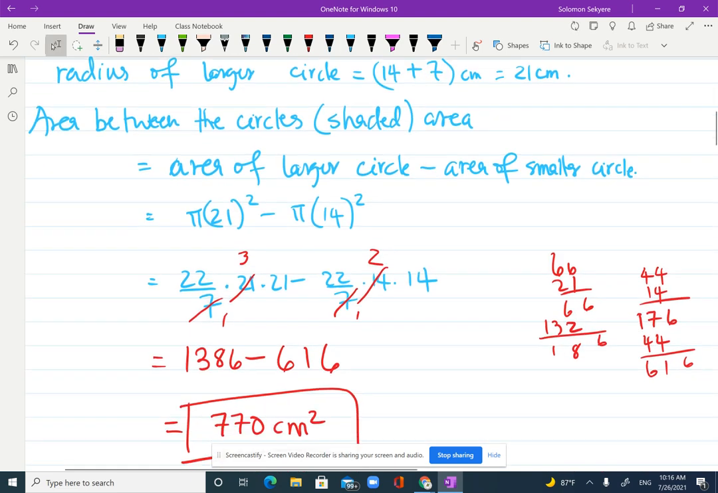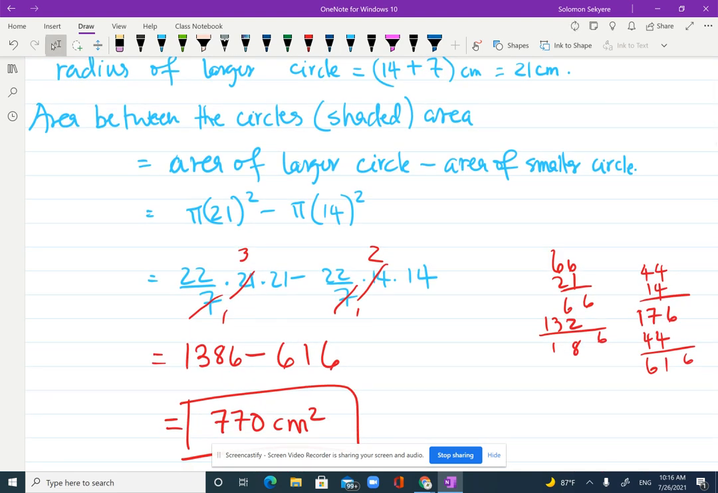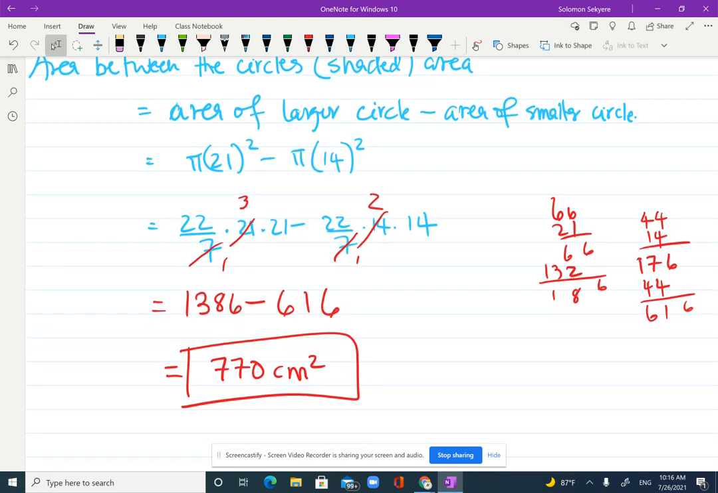Now that we know the radii of the two, we find the area of the bigger circle and the area of the smaller circle, and then we subtract. When you do 22 over 7 times r squared, r times r, simplify the numbers first. Don't multiply 22 times 21 times 21 before you come back and divide by 7. Simplify the numbers first so you get smaller numbers. Then here you do the same, simplify the numbers first, and this is what you end up with.